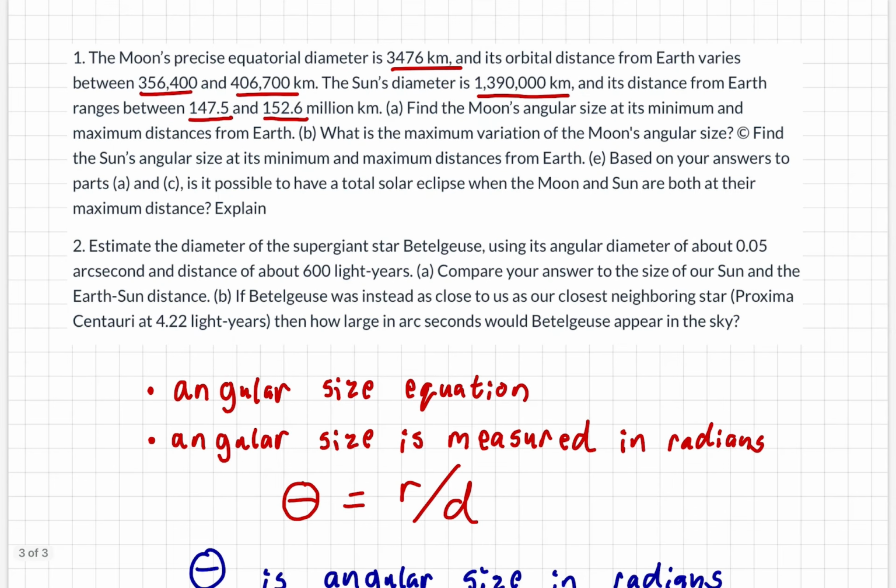Number 2, I asked you to estimate the diameter of the supergiant star Betelgeuse, okay, which is one of the biggest stars that is near our sun, right, in our section of the Milky Way, using its angular diameter of about 0.05 arc seconds and distance of about 600 light years. Okay, so what's going on here? Well, here you do have to make the conversion that I wasn't getting into before, which is to say converting from arc seconds into radians, okay?